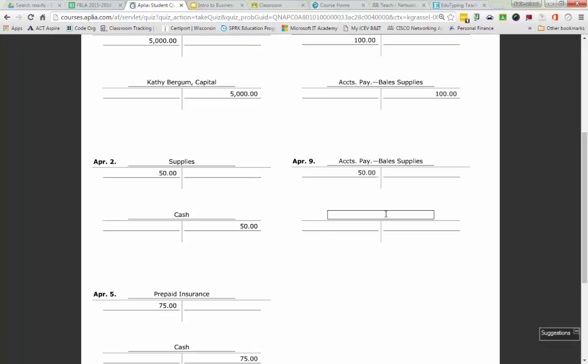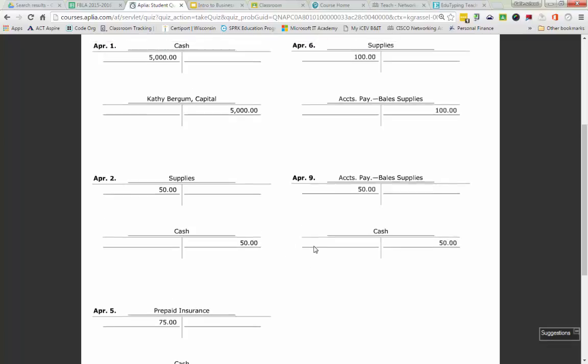The other account that's being affected is going to be cash. Cash is an asset. Assets are on the left-hand side of the accounting equation, so therefore its normal balance side would be a debit. So do we have more cash or less cash because of this transaction, Dale? You'd have less cash. So I'm going to credit cash $50.